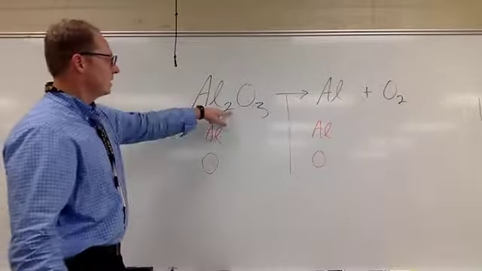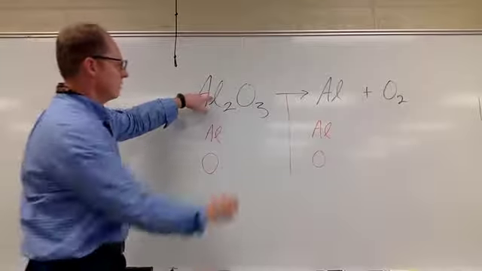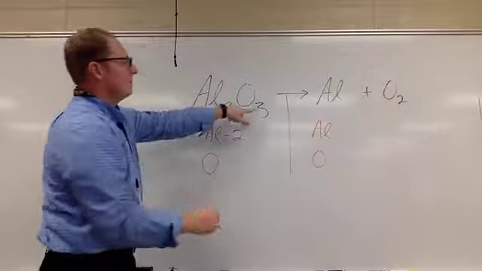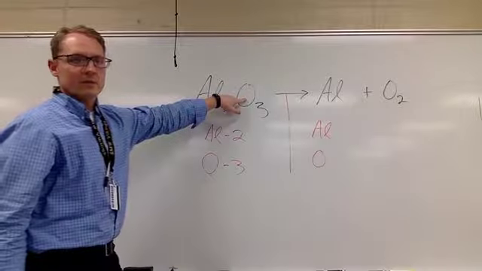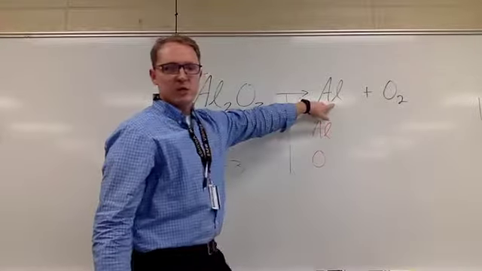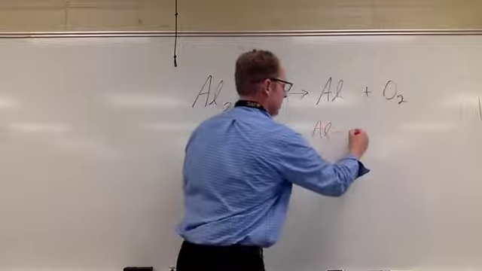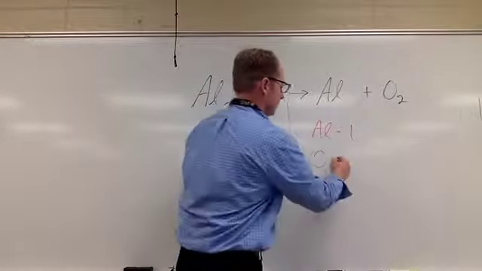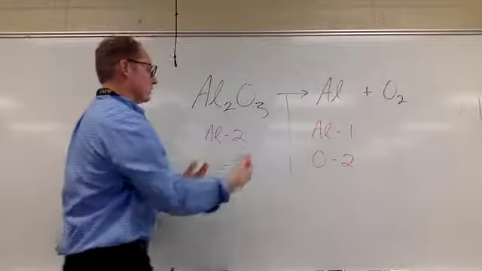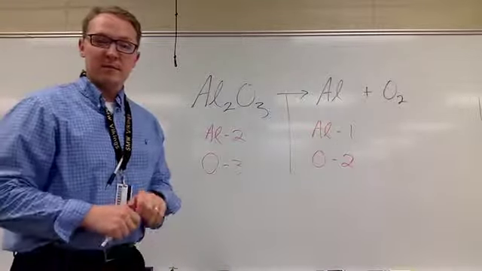Okay? Over here, the subscript 2 applies just to aluminum, so we have 2 aluminums. And the 3 applies just to the oxygen, so we have 3 oxygens. Okay? On this side of the equation, aluminum all by itself means that we just have 1 aluminum and 2 oxygens.